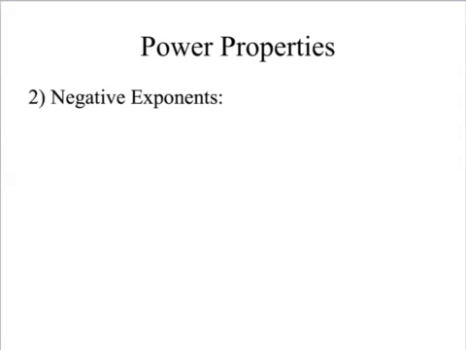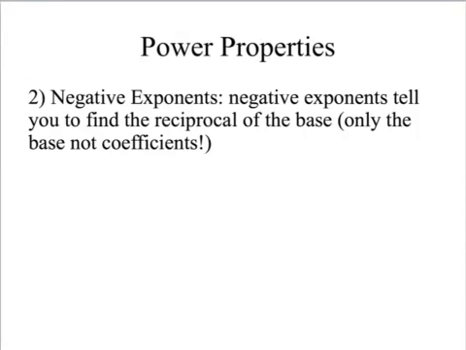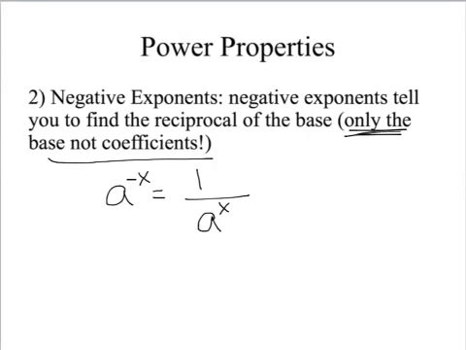So this leads to the idea of negative exponents. Negative exponents are another one where I want you to understand what's happening and not try to follow the rule. Think about conceptually what's happening. So a negative exponent tells you that you need to find the reciprocal of the base. And I put in parentheses here, only the base and not coefficients. So some examples of what that looks like, if you have a to the negative x, that is actually equal to 1 over a to the positive x.